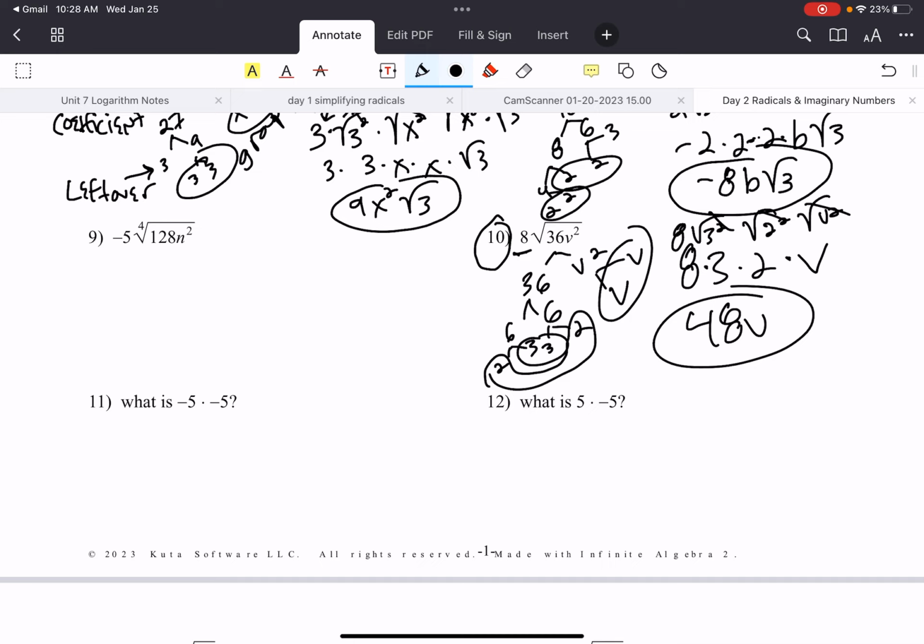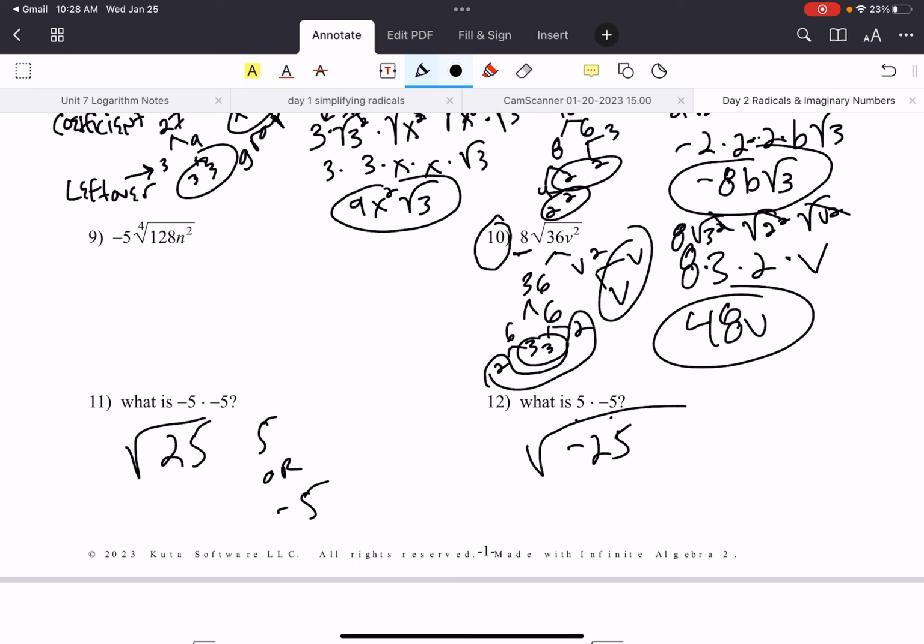Hey, what's -5 times -5? 25. Because the two negatives cancel, yeah? Okay, so what is 5 times -5? So if I'm dealing with square roots, then I need the exact same number times itself twice, right? So is this the exact same number, the 5 and the -5? No, they're different. Which means if I square root the 25, I get 5, or I could get -5.